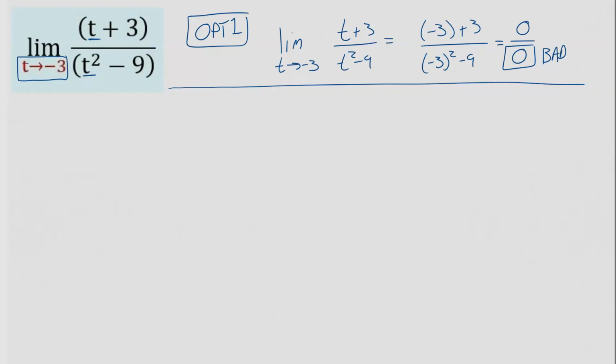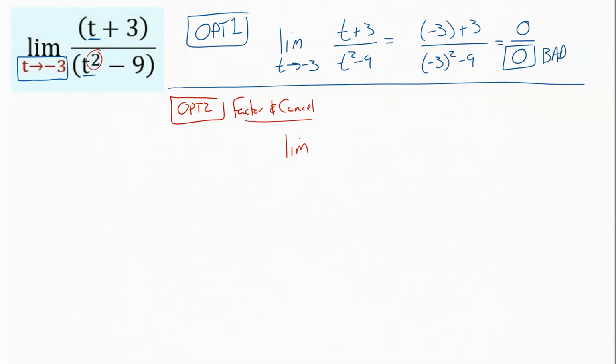And so when option 1 fails you, you've got to go to option 2. Option 2 here, whenever I see something with a squared, a quadratic, a power of 2 like this, my next bet is I wonder if I can factor and cancel. And when you look at this, you can't factor the top. There's nothing to factor up there. t plus 3 is t plus 3. But on the bottom here, we have t squared minus 9.